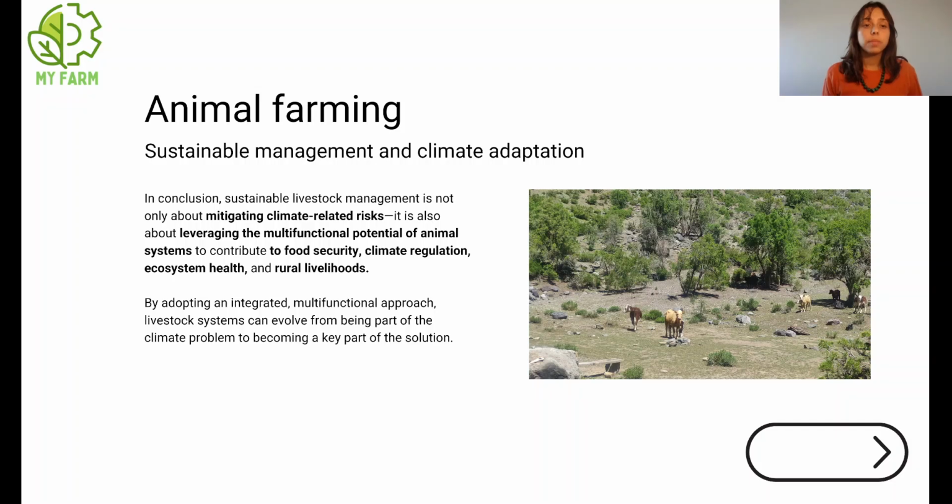In conclusion, sustainable livestock management is not only about mitigating climate-related risks, but it is also about leveraging the multifunctional potential of animal systems to contribute to food security, climate regulation, ecosystem health, and rural livelihoods. By adopting an integrated multifunctional approach, livestock systems can evolve from being part of the climate problem to becoming part of the solution.